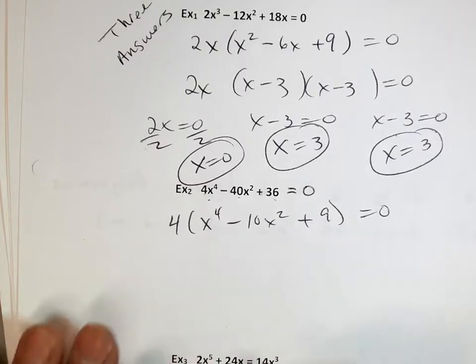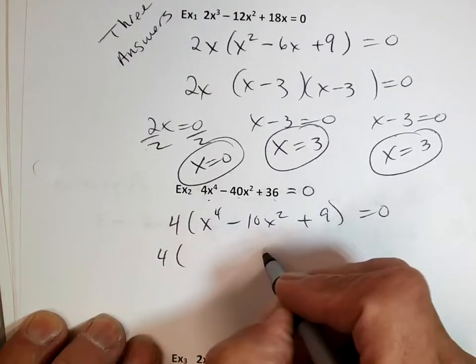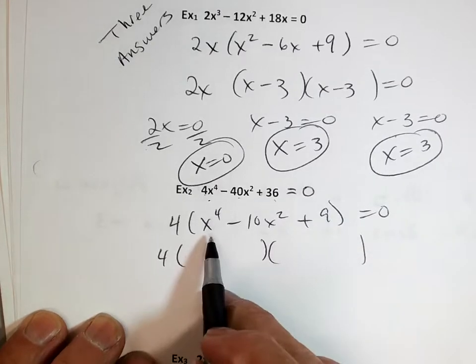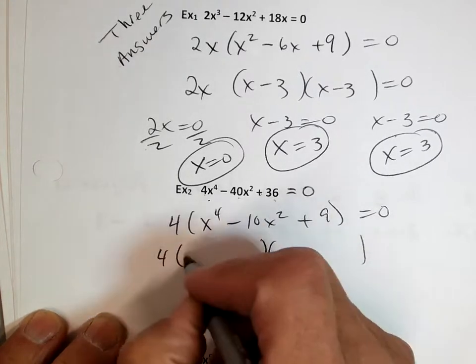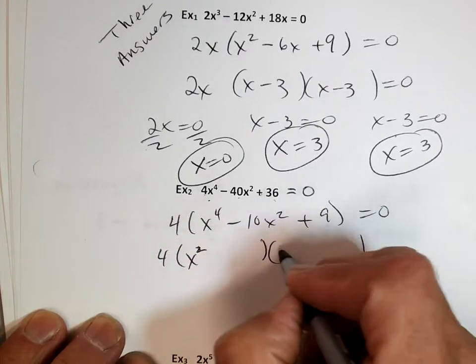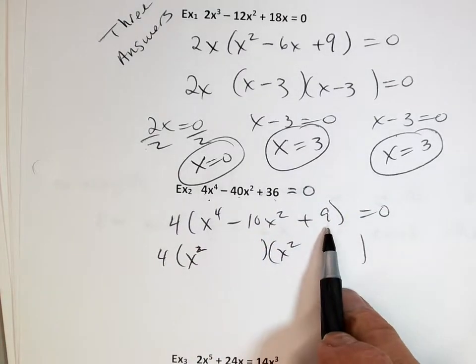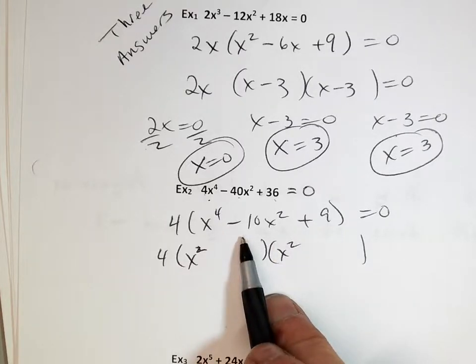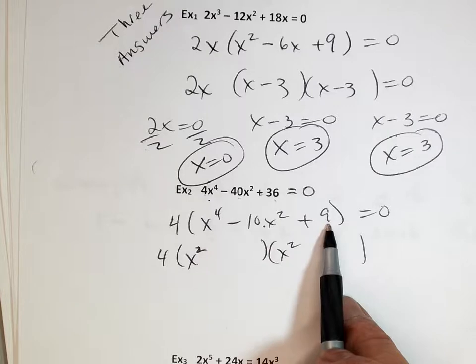So let's factor again. So the 4 is out there. Let's see. X squared, right? X squared. What times what makes 9? 2 times 3 or 1 times 9. Yeah, I like 1 and 9 because we need to make a 10, right? 3 and 3 won't make a 10, but a 1 and 9 will. How about a -1, -9?